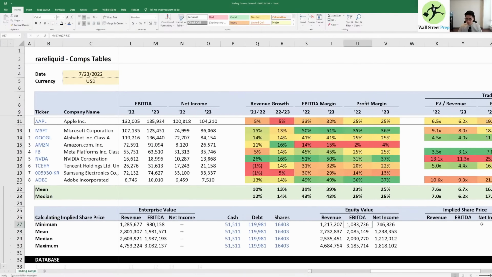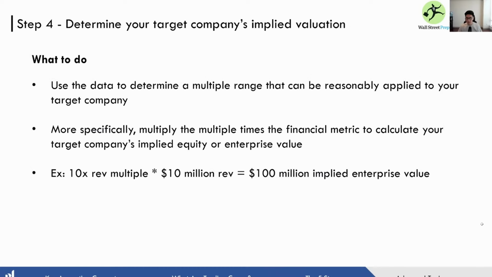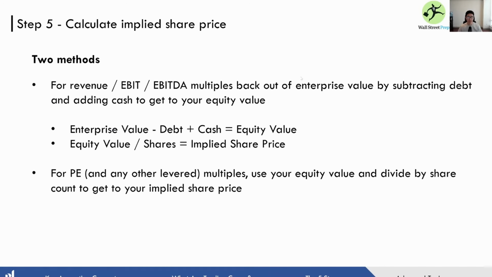So now we have our equity value here, right? And so now all we need to do is step number 5, which is calculating your implied share price. And this usually has 2 methods, which we actually jumped ahead and went through, which is getting your enterprise value and backing out to your equity value, which is your enterprise value minus debt plus cash equals your equity value.